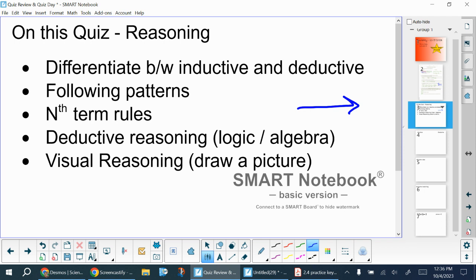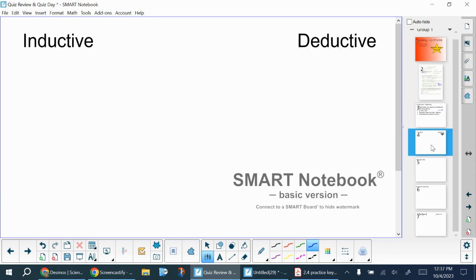So I want, on this quiz, for you to be able to tell me the difference between inductive and deductive reasoning, following patterns, finding rules for the nth term, doing some basic deductive reasoning. I'm not expecting a lot out of this. And then visual reasoning, be able to draw a picture. So we're not going to do all of those, but I do want to do a couple of quick examples. The first one being, what's the difference between inductive and deductive reasoning?